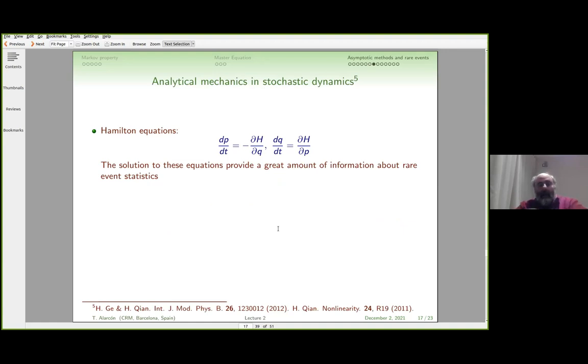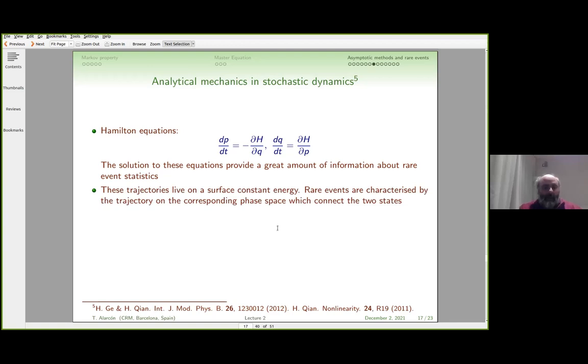Okay, now that we have this very nice framework, I hope it's kind of clear where it comes from. So we can do analytical mechanics in stochastic dynamics, which I think is a very nice thing to do. Okay, so we need to solve these Hamilton equations, and the solution of these equations obviously carries a great deal of information about these rare event statistics.